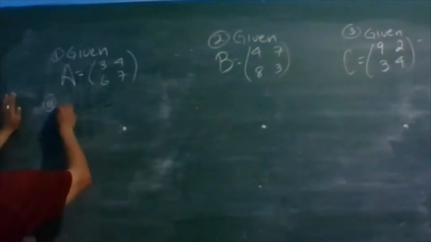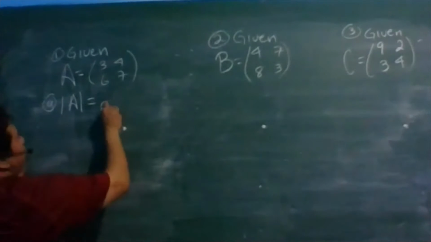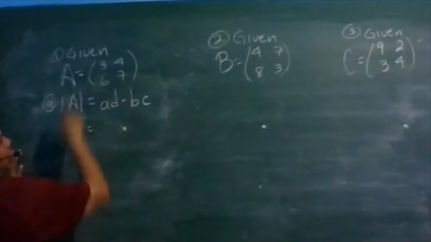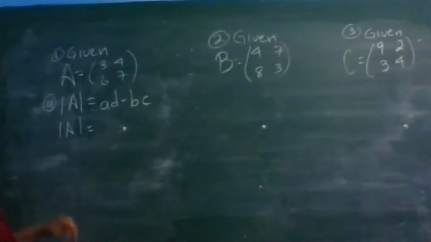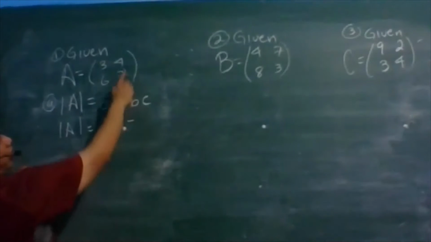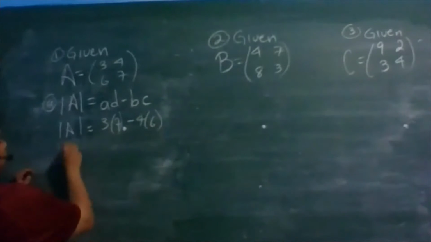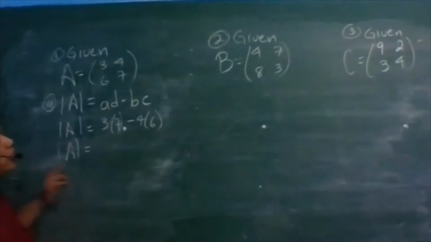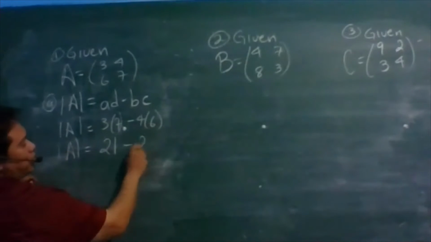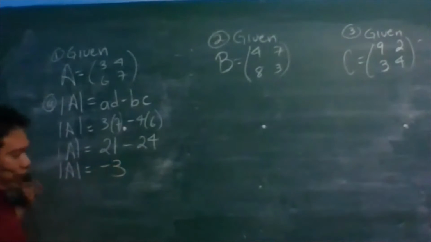So the first thing I'm going to do is state the determinant formula. The determinant of A is AD minus BC. We know that A and D are the leading diagonal. So it's going to be 3 times 7 minus the non-leading diagonal, which is 6 and 4. So 4 times 6. So the determinant of the matrix is 3 times 7, which is 21, minus 6 times 4, which is 24. So the determinant is actually -3.